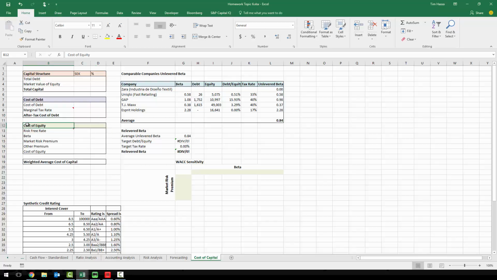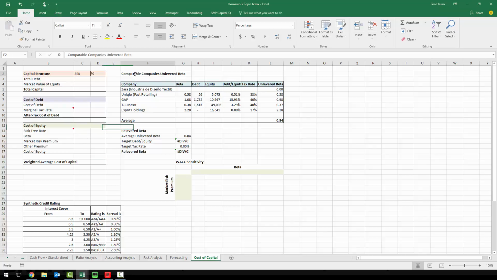We then have a section to estimate the cost of equity, which is based on the CAPM formula, which we've covered in class. And this needs to have the risk-free rate, the beta, the market risk premium, and any other premium such as size or country risk premium, and this will all give you a cost of equity. We then finally can estimate the cost of capital once we have all of this information. Now, to get to this information, we need to get some other pieces of data.